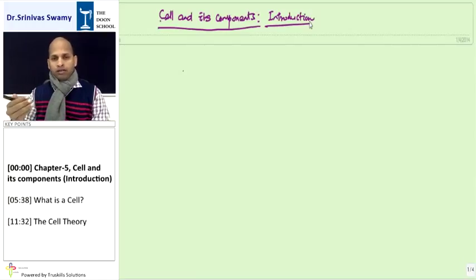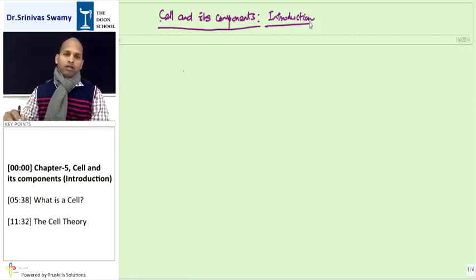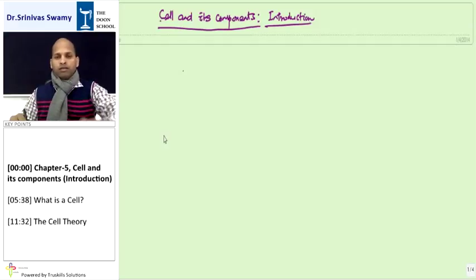And then later on, in the next session to follow, we will discuss the cell organelles, the types of cell which are found in different organisms, and their importance. So let's start with the basic fundamental aspect of the cell.